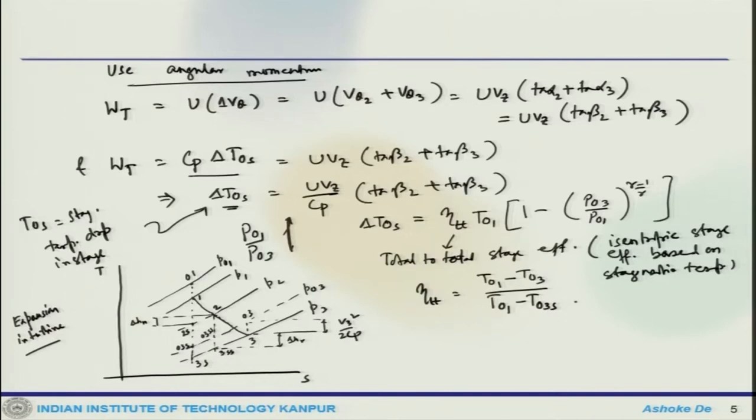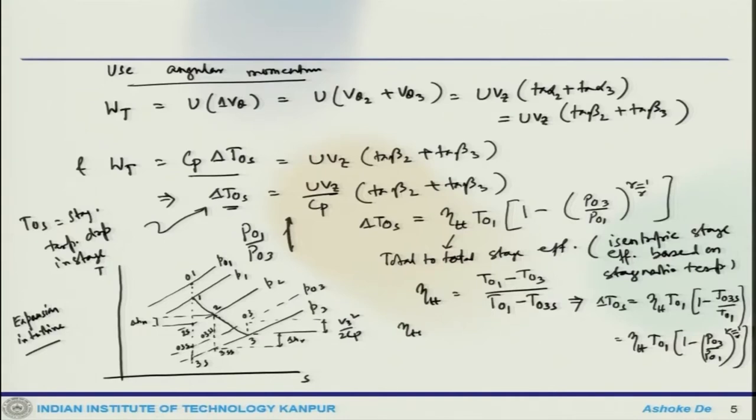Now, this is how one can define T0s: it would be eta tt equals (T naught 1 minus T naught 3) by (T naught 1 minus T naught 3s), which is in terms of 1 minus (P naught 3 by P naught 1) to the power gamma minus 1 by gamma. So, once you draw the T S diagram, then it is a bit easy. There is another efficiency, eta ts, which is the total to static stage efficiency, which is (T naught 1 minus T naught 3) divided by (T naught 1 minus T 3s). So, everything now you can correlate from this T S diagram.